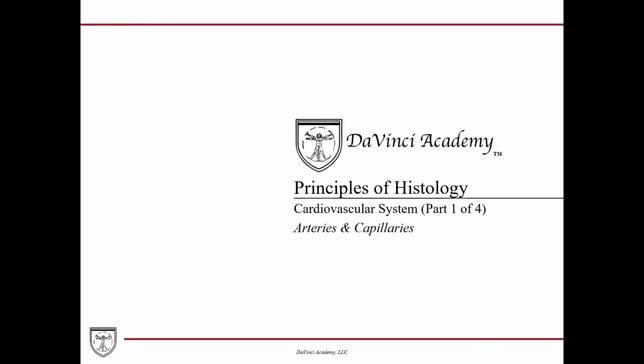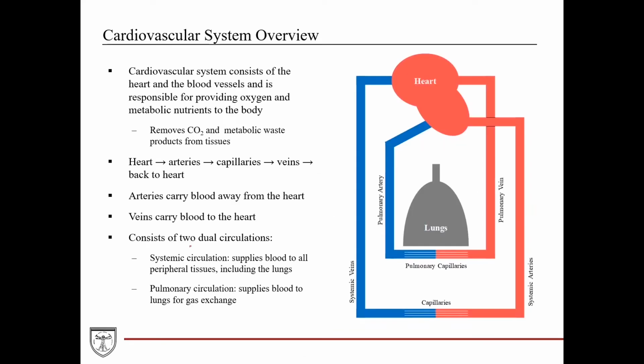Alright, so this is the first of 4 lectures for the cardiovascular system. And in this first lecture, we're going to be talking about the histology and structure of arteries and capillaries. So first, just an overview of the cardiovascular system. It consists of the heart and the blood vessels and is responsible for providing oxygen and metabolic nutrients to the body. And then what it also does, mainly through the venous system, is remove CO2 and metabolic waste products from tissues as well.